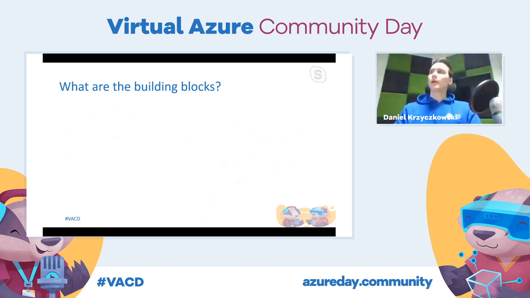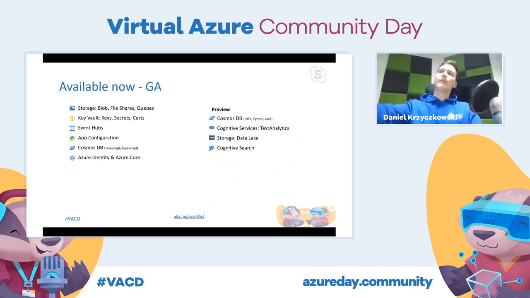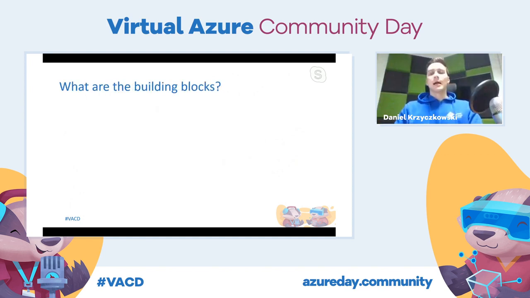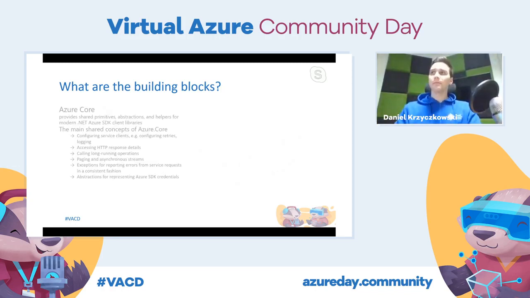As you remember, on the previous slide I mentioned that we have Azure Identity and Azure Core below here, and those libraries are generally available. And those libraries are the building blocks, so other libraries can be related with them and used with them. So let me explain it because I don't want to confuse you. The first one is Azure Core.